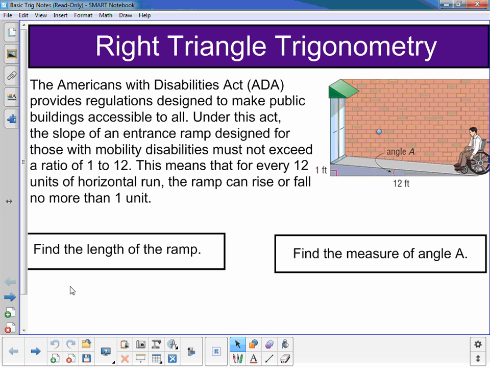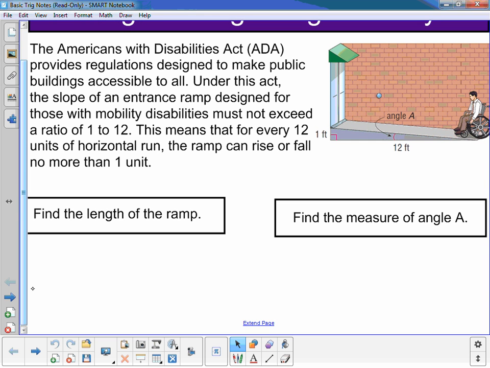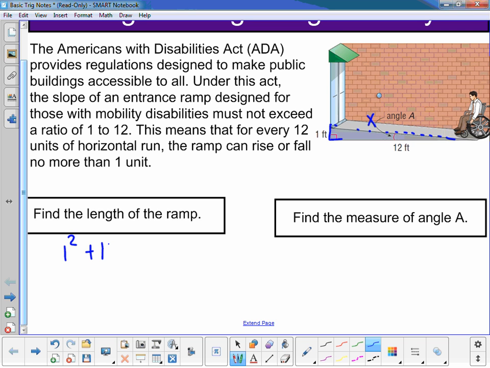So the first thing that we're asked to find is the length of the ramp. If I take a look at this ramp, I can assume that it makes a right angle because the horizontal and the vertical are perpendicular, and I have a right triangle here. So now I can find the missing side length, which is the length of the ramp, and in this case it's the hypotenuse. So I have 1 squared plus 12 squared is equal to x squared. 1 being the vertical rise and 12 being the horizontal run, based on that ratio that the ADA requires us to use.